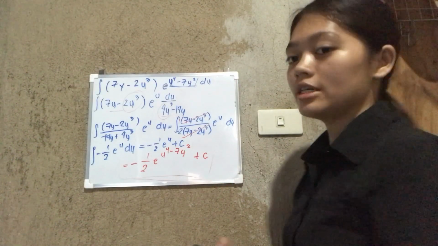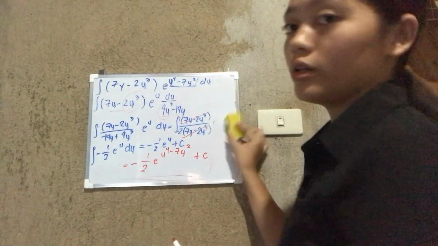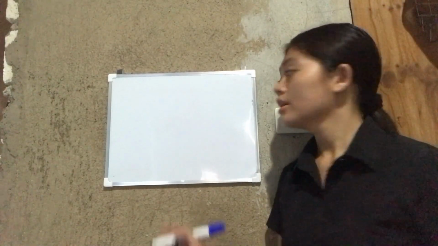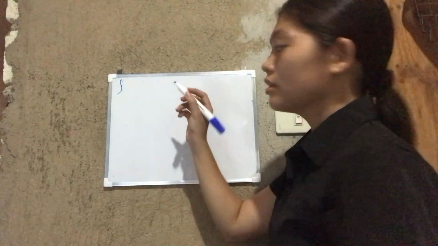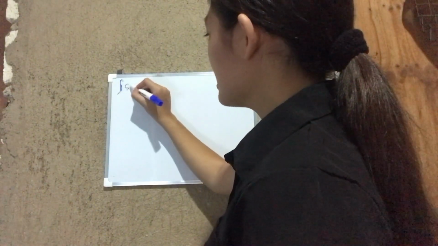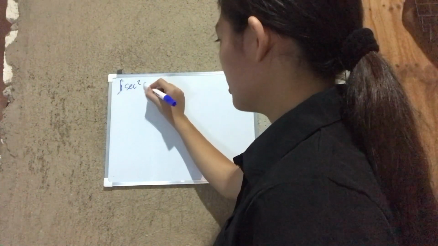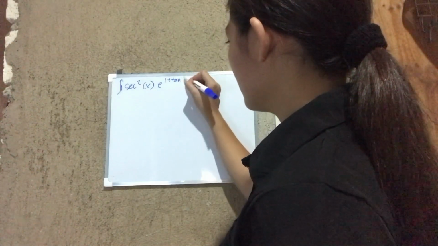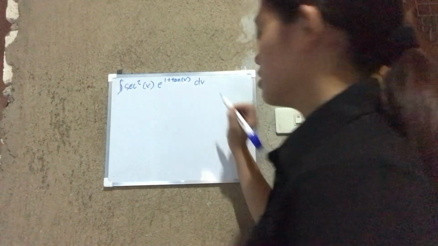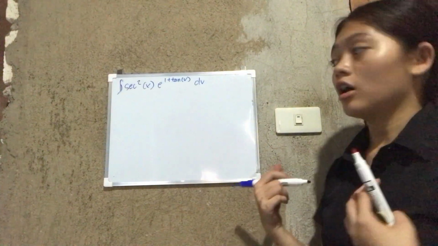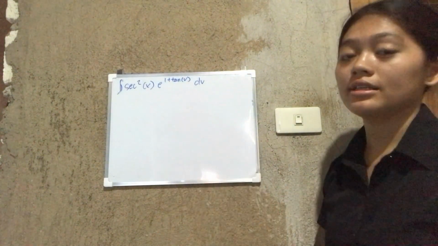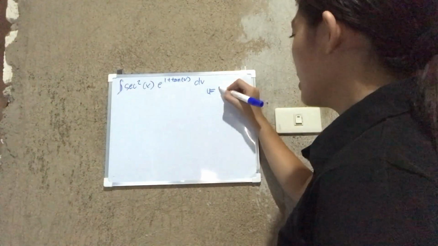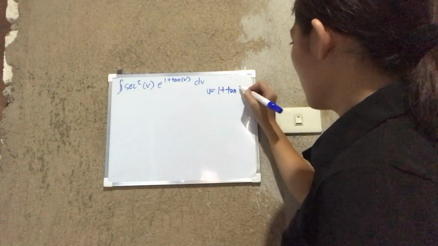Okay, now let's proceed to our last example for the u substitution rule. So we have here the integral of sec squared v times e raised to 1 plus tan v with respect to v. So obviously our inside function will be the 1 plus tan v. So we have here our inside function. So let u be 1 plus tan v.